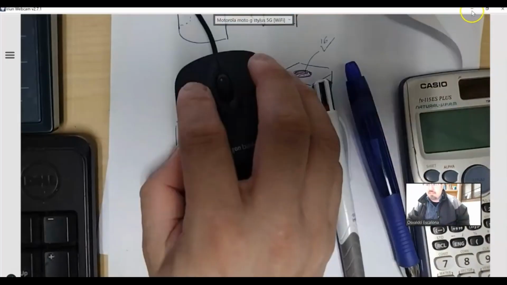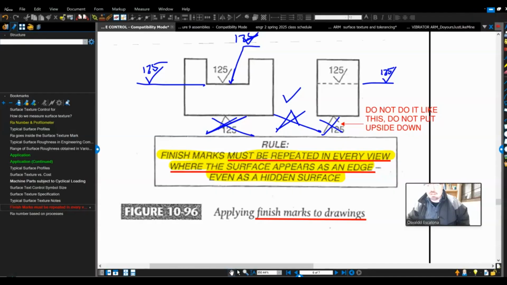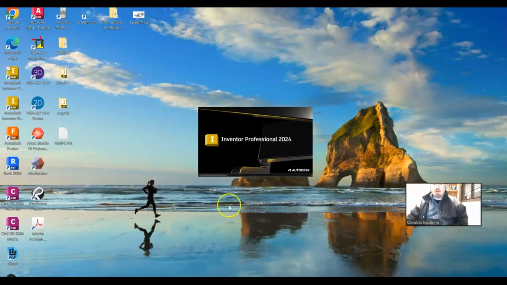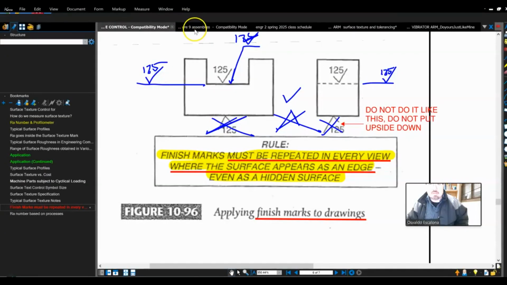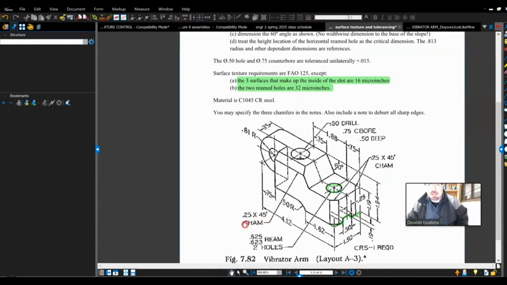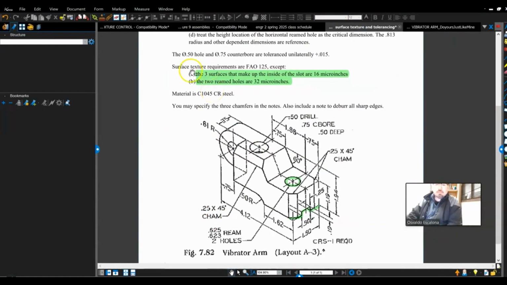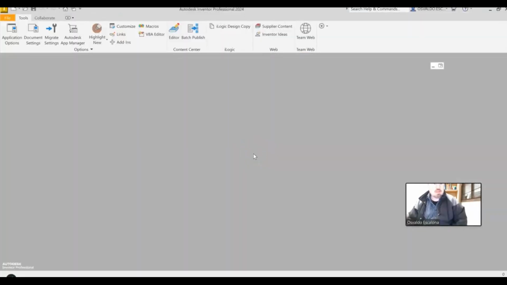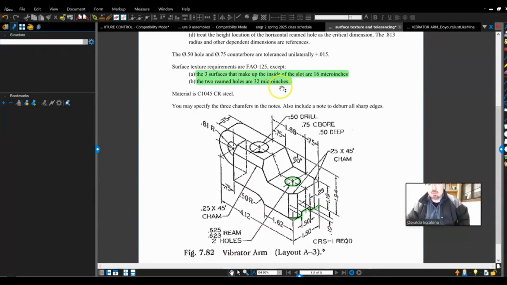Now, in Inventor, you guys have done those symbols before. Let me see if I can open it better super quick. You guys have an assignment, which is, I believe this one, right? And it is asking you, the surface requirements are FAO 125. So what do you think the FAO is going to be? It is finished all over. Means you're going to put it in your notes, which is going to say 102 FAO 125. See, that's going to be your note, unless otherwise specified, because it's telling you the except.